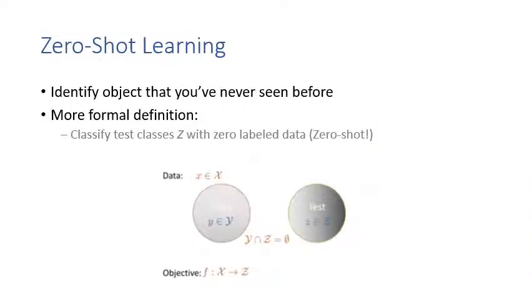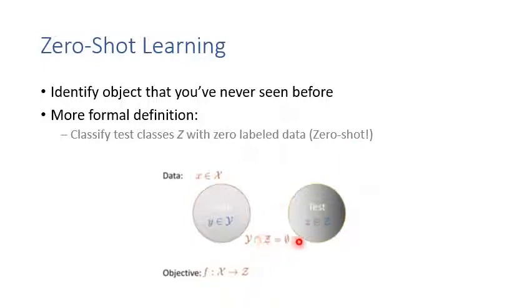How can we recognize new classes that are not in our training dataset? Is it possible? Yes, we can use a method called zero-shot learning. Zero-shot is to identify objects that you have never seen before. The formal definition says that we need to classify test classes Z with zero labeled data. So that's why it's called zero shot.